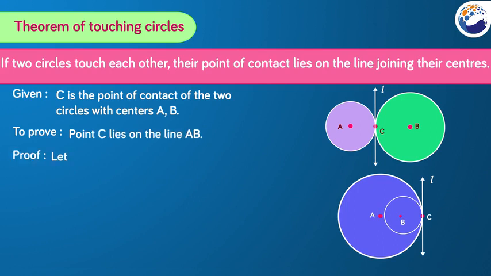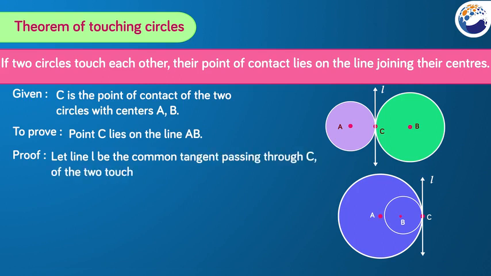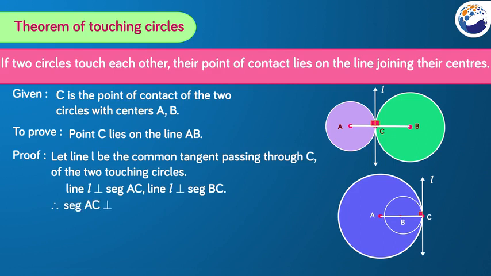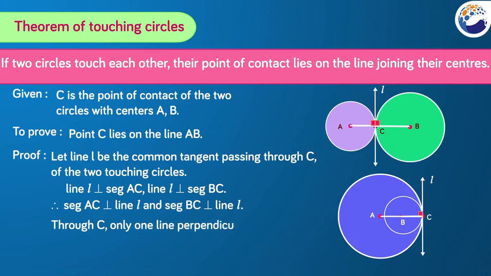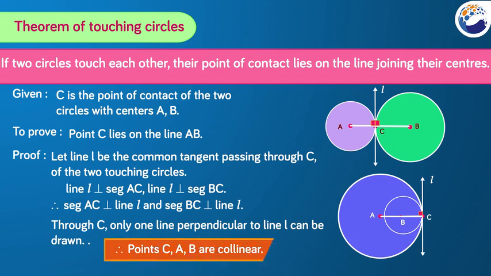Proof: let line L be the common tangent passing through C of the two touching circles. Line L is perpendicular to segment AC. Line L is perpendicular to segment BC. Therefore, segment AC is perpendicular to line L and segment BC is perpendicular to line L. Through C, only one line perpendicular to line L can be drawn. Therefore, points C, A and B are collinear.